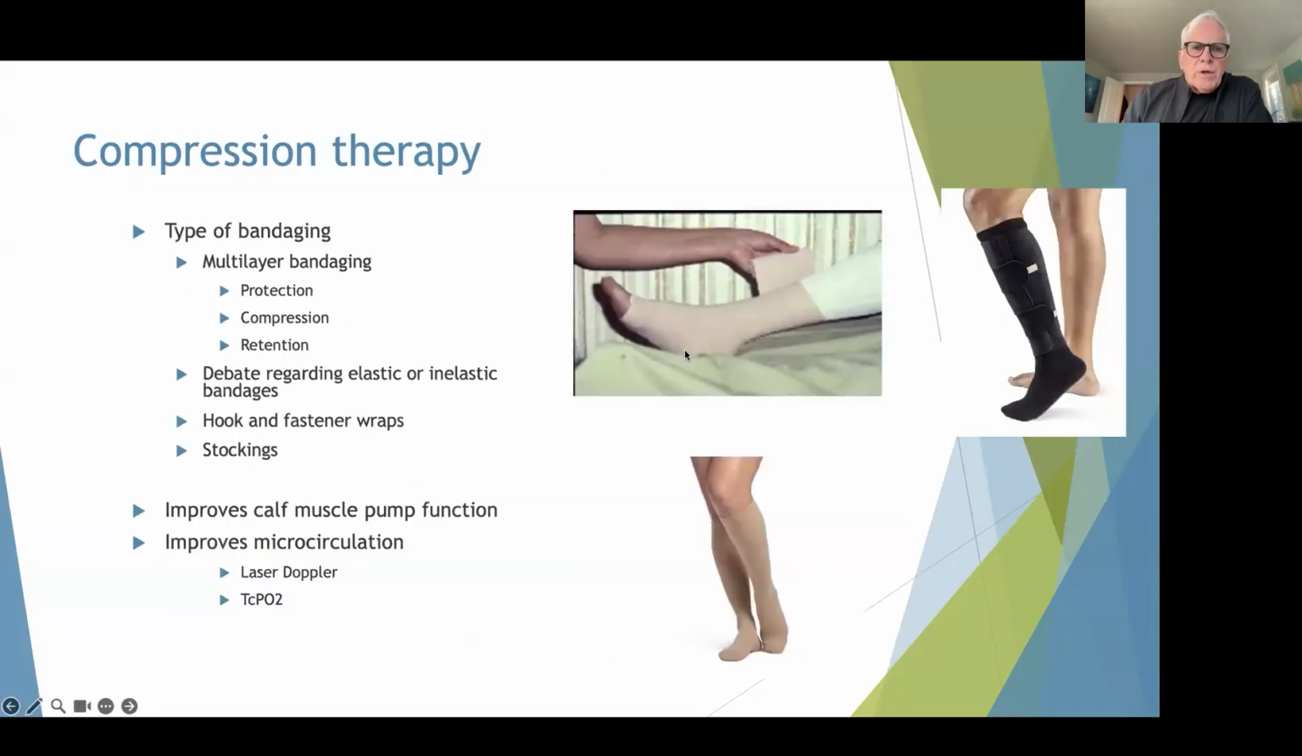So compression therapy, I think you're all pretty familiar with this. There are different methods of compression therapy. Obviously, the current common one is multi-layer bandaging, which has a protection layer, compression layer, and retention layer. There's debate about whether elastic or inelastic are better, but both of them can deliver good levels of compression. Then there are adjustable wraps that use a hook and fastener mechanism, which for some people is easier to use. And then stockings can be used.